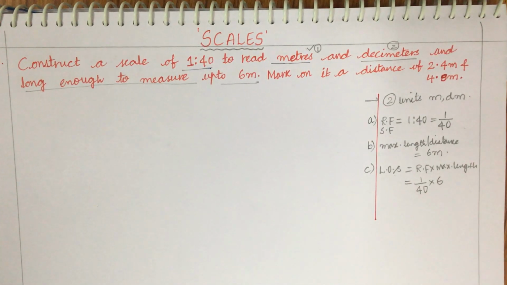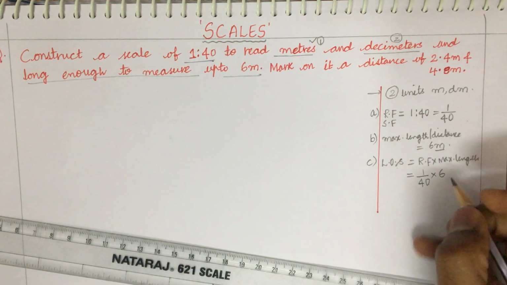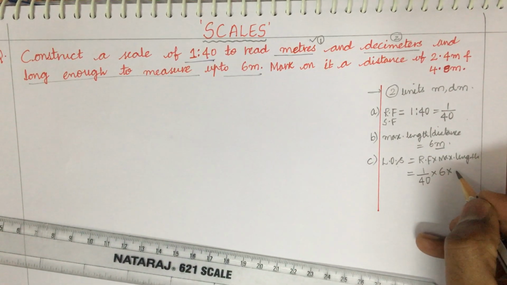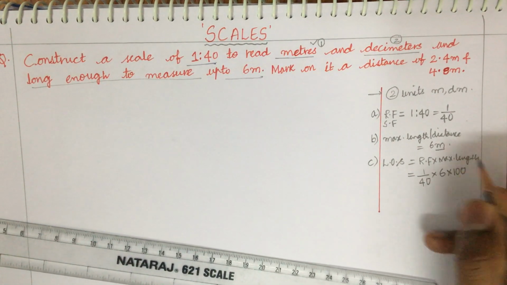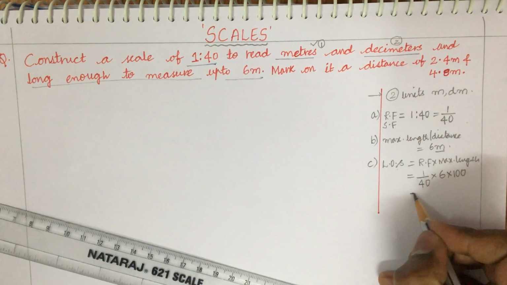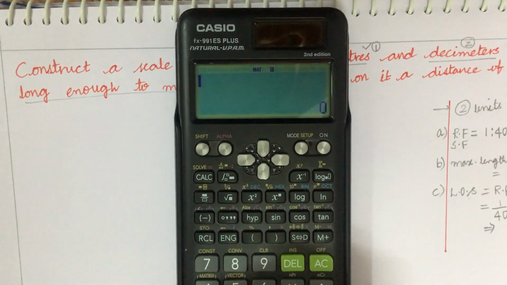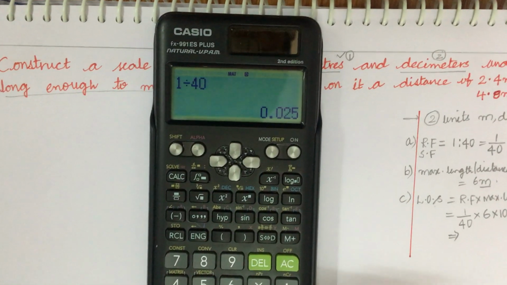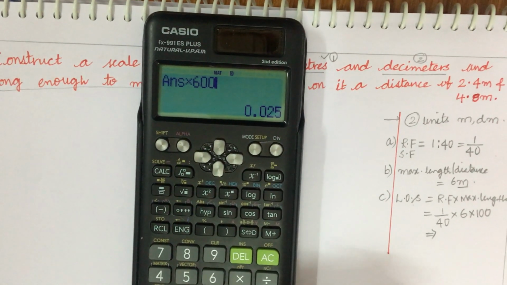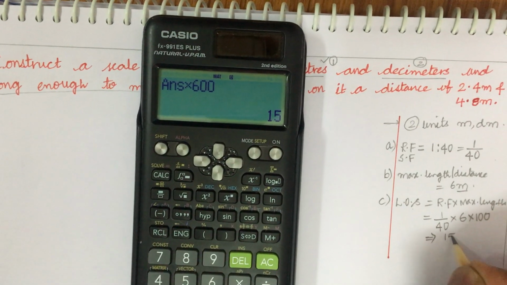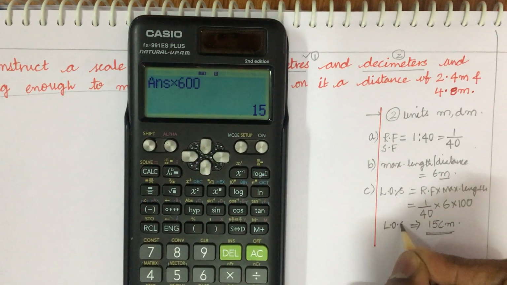As our scale is of centimeter and millimeter which we are going to plot, as this is 6 meter, we need to convert it into centimeter or millimeter. It is up to your choice. I am converting into centimeter. So, 1 meter equal to 100 centimeter. So, upon calculation, you are going to get the length of the scale. So, it is 1/40 into 6 into 100, which is nothing but 600/40. This is found out to be 15 centimeter. So, my length of the scale is found out to be 15 centimeter, dear students.